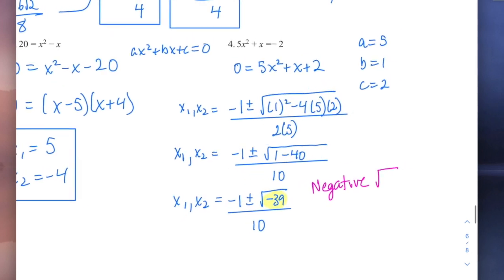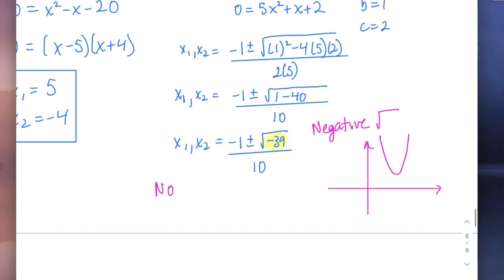So what does that indicate about the graph? Well, in short, what that means is that there are no x-intercepts. So my parabola is going to look something like this. So when I get something like this, what I should say is that there are no x-intercepts.